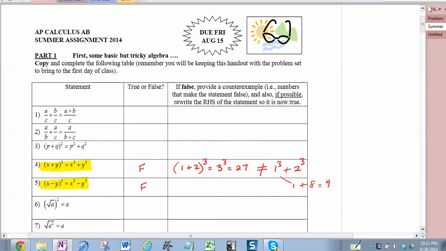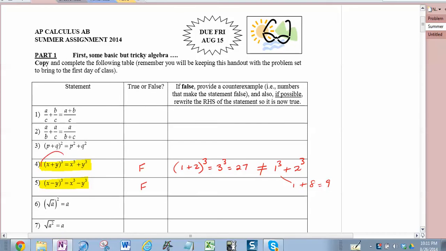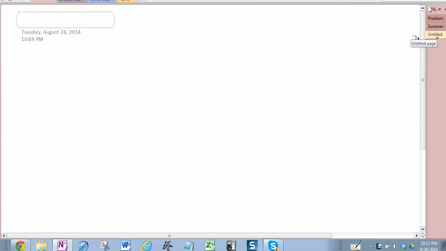But the interesting question one should ask oneself is, well, what does this left-hand side look like? If it's not x cubed plus y cubed, what is it? Well, in fact, you learned this way back in Algebra 2. Let's take x plus y cubed, and we know that's got to be x plus y times x plus y times x plus y, the product of three factors of x plus y.